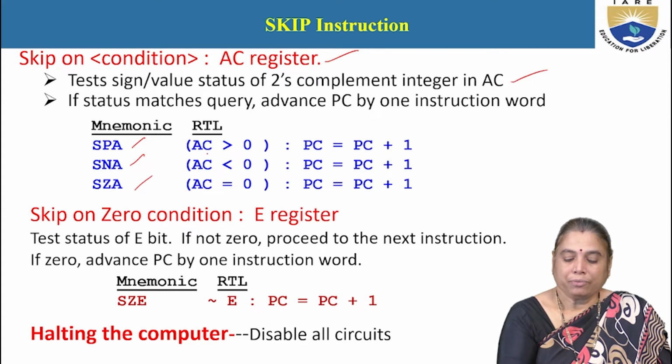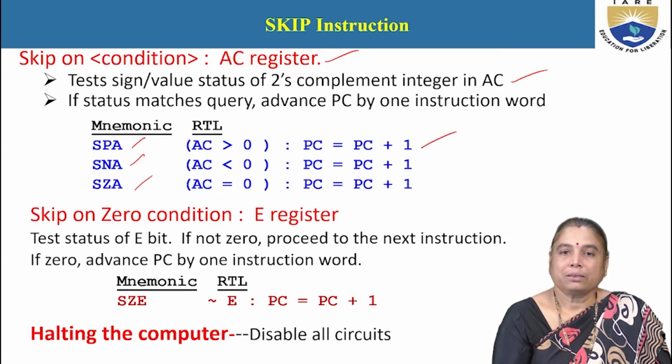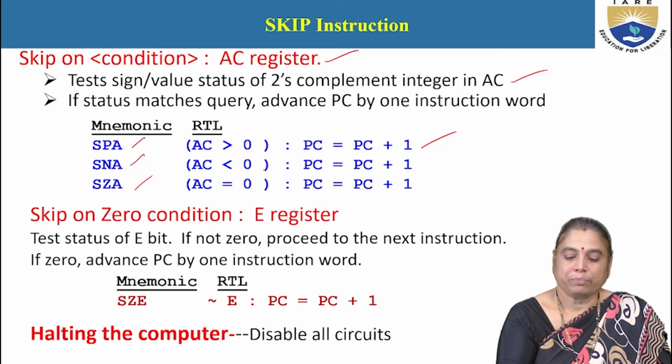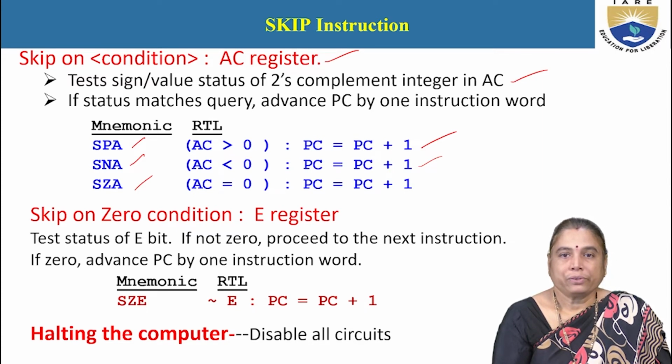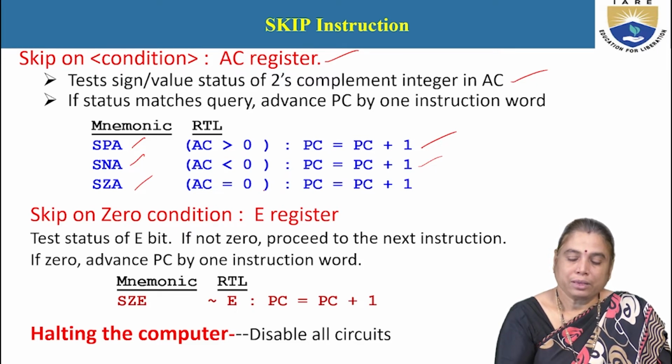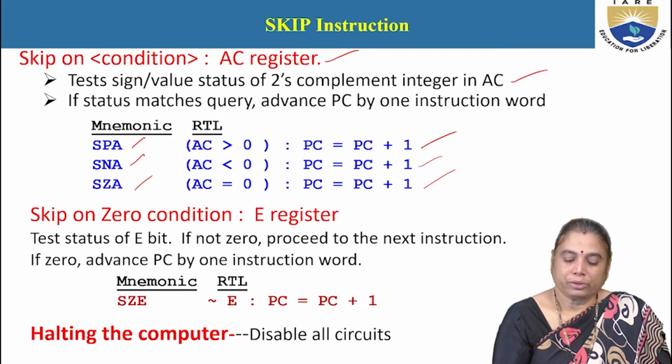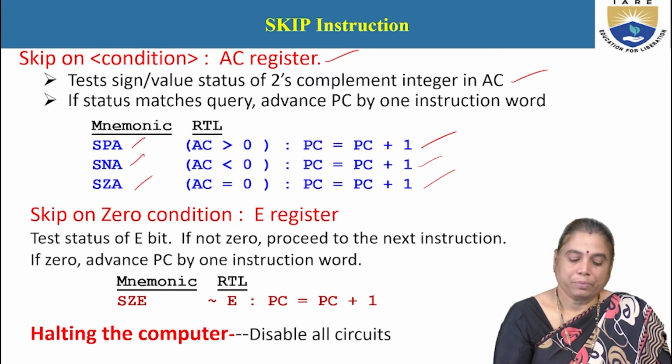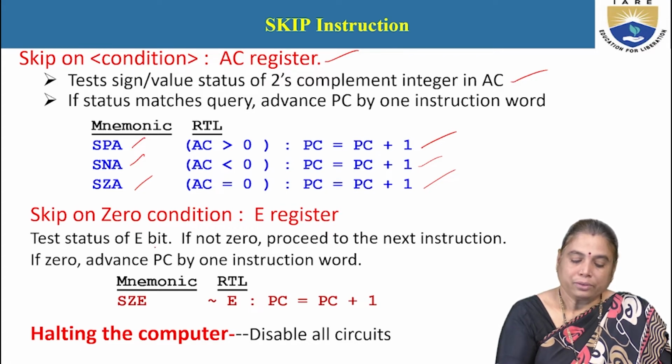Here, if the AC value is greater than 0, then PC can be incremented by 1. That means if AC contains a positive value, PC is incremented by 1, so the next instruction is skipped. Next, SNA means AC is less than 0, that is, AC contains a negative value. The PC value can be incremented by 1 to skip to the next instruction. Next is SZA: when AC is equal to 0, PC is incremented by 1 to skip to the next instruction. On the E register, the skip instructions test the status of the E bit.